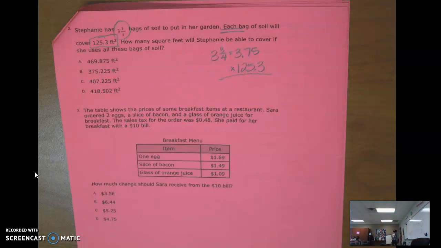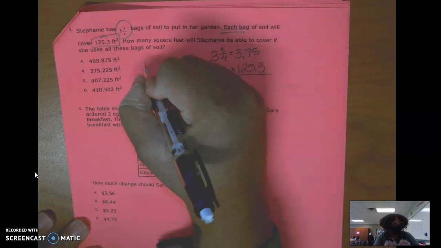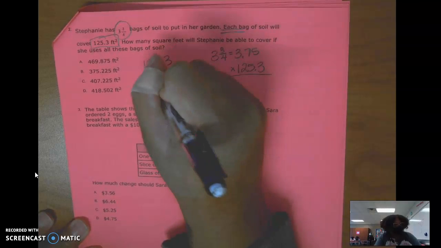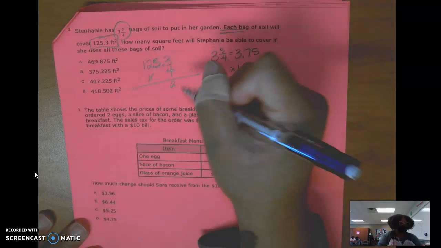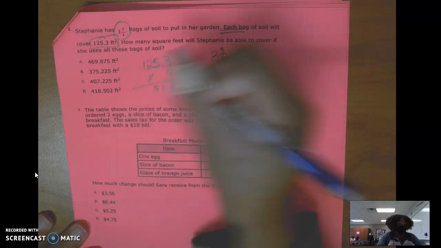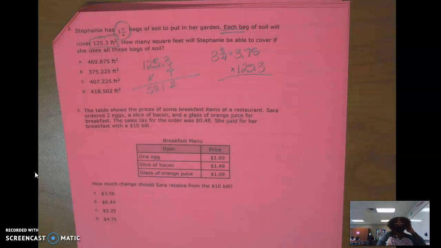There we go. All right, what's 3 3/4 close to? 4. So let's multiply this by 4. 125.3 times 4. 4 times 3? 12. 4 times 5 plus 1. 21. 4 times 2, 8, plus 2, 10. And 4 times 1 plus 1. 6. 5. Which number is closest to 501? 469. Okay.